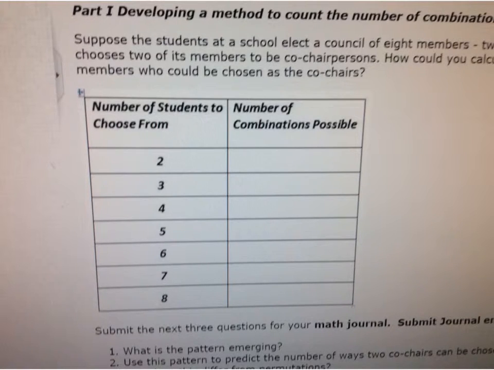So the first one's kind of easy, because if you only have two students to choose from and we have to choose two people to go on this committee, then there's only two ways to do it. There's only one way to do it. And I said it was easy. What was I thinking? Okay, only one way to do it because you've just got those two people. So, okay, great, you're the committee.